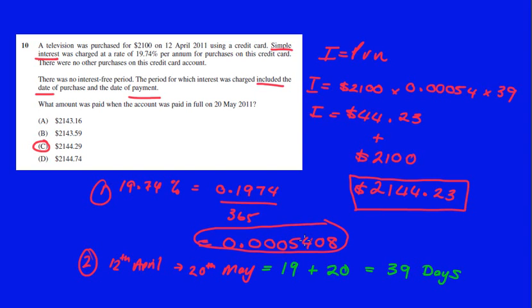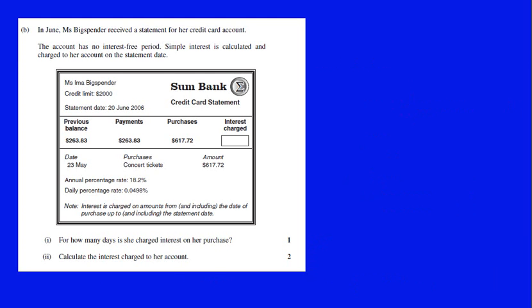But if you do that properly, as I said, you leave the actual amount in your calculator and use that as your interest rate. It will come out to be the correct answer of 2144.29. Alrighty, one more question, guys. One more question.